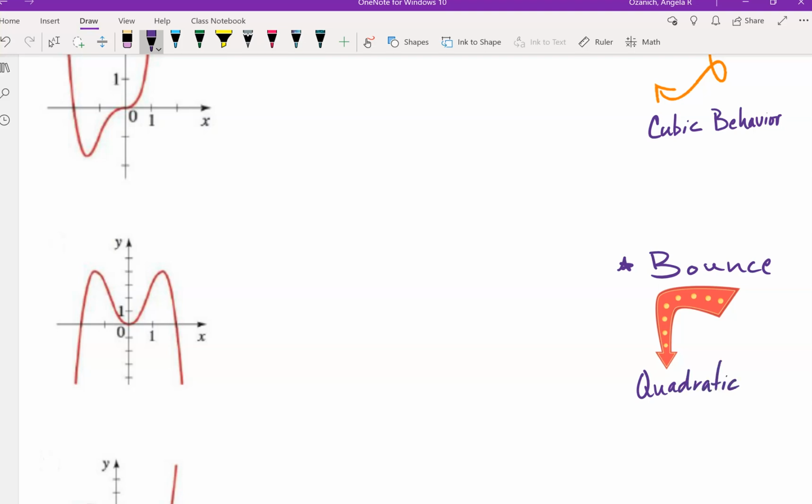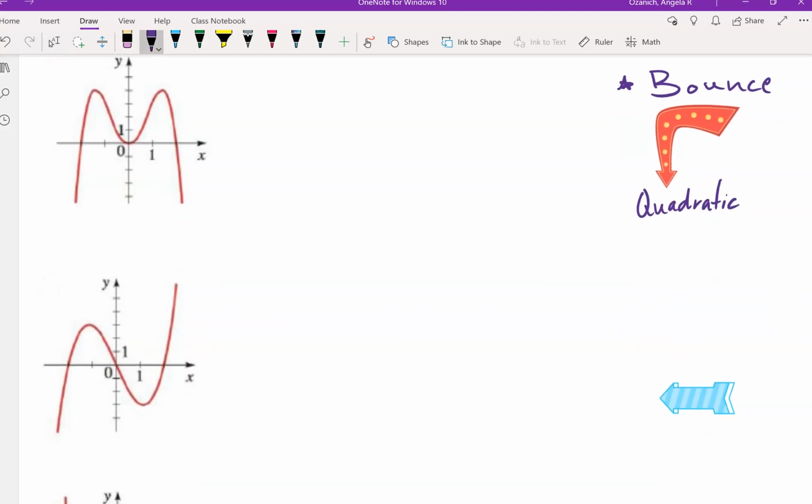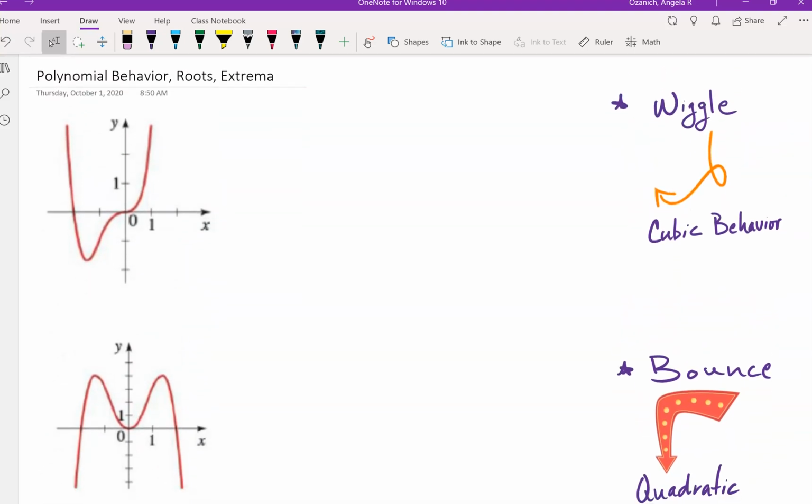And last but not least, a cross is what happens with a linear factor or linear behavior. And we're going to take a look at how all of these situations create zeros of the function that help us to talk about things like multiplicity and how many roots or how many zeros are applied to the function given the behavior at that particular place on the x-axis.